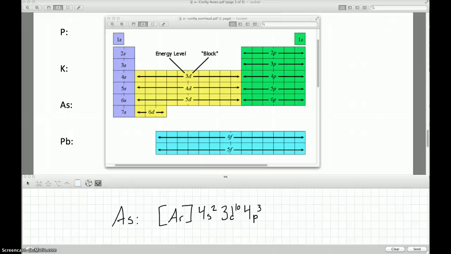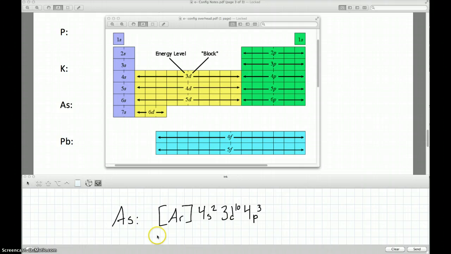Actually, we're not going to do lead. I just realized lead is a bit more complicated than we need to get. Lead would actually include the F block down here. The F block fits in right in here in the 6th and 7th row. So we won't worry about that.